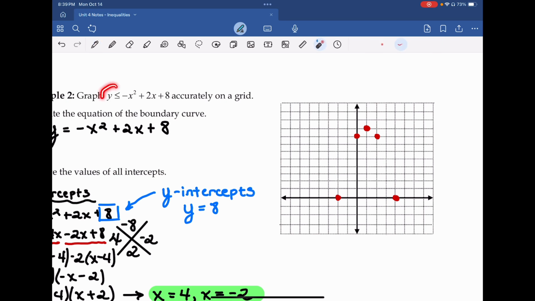The way we know is by the inequality. If it is equal to and it includes the boundary line like this, then we can say it's solid. Because when they say y is less than or equal to, as soon as that equals is there, you can just put a solid line here. So that's what we're going to do.